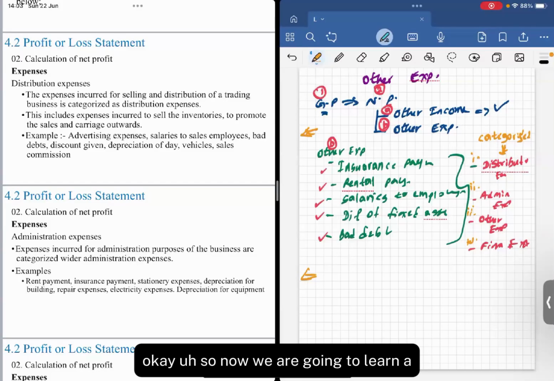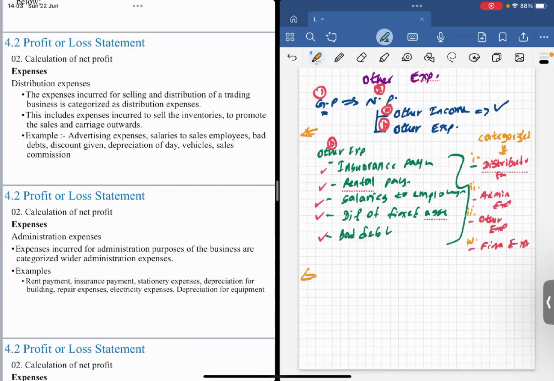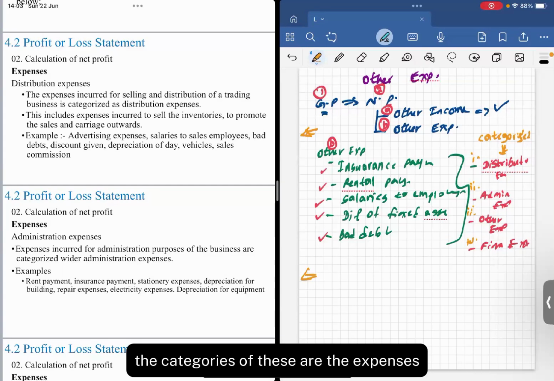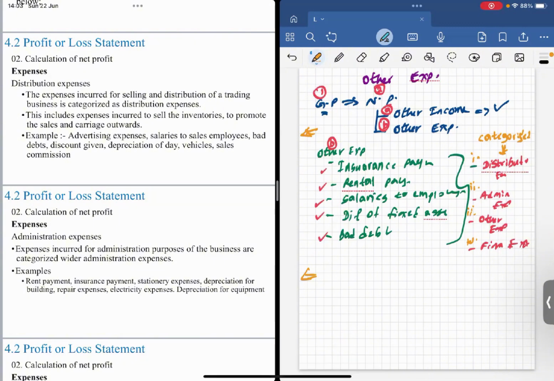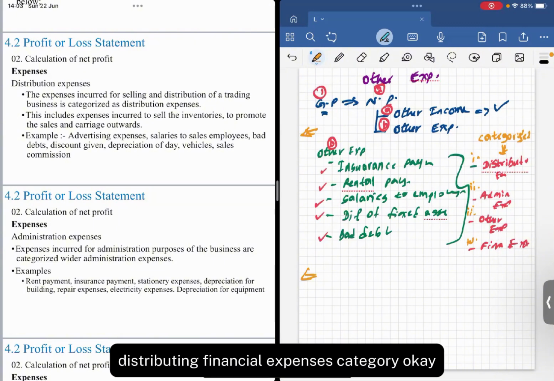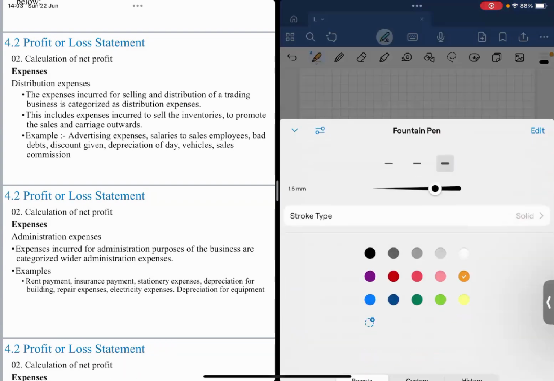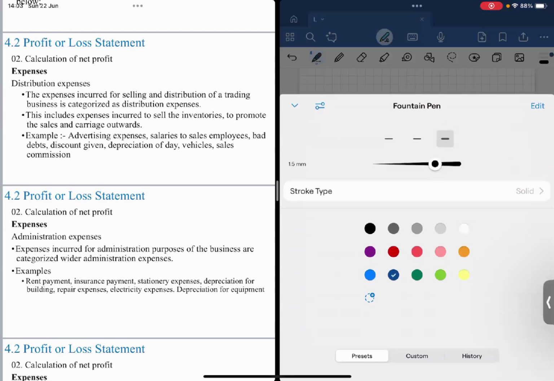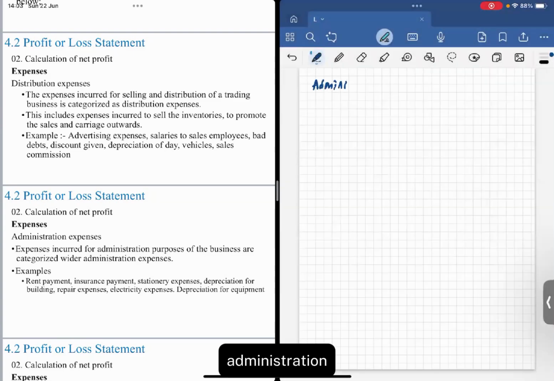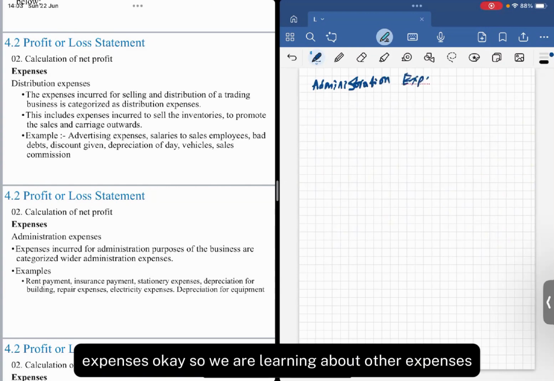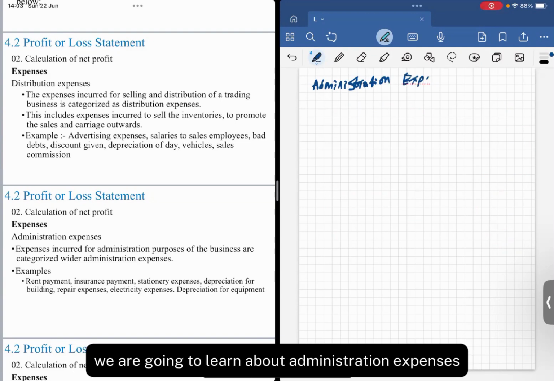Okay, so now we are going to learn about the categories of these expenses. Firstly we are going to learn about administration expenses. So we are learning about other expenses, and first we are going to learn about administration expenses.